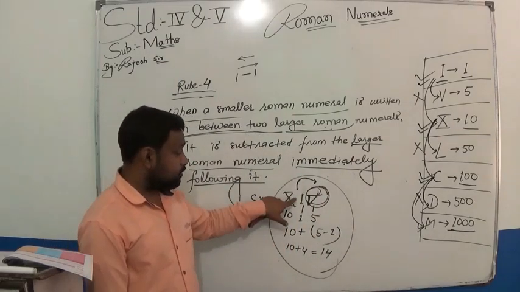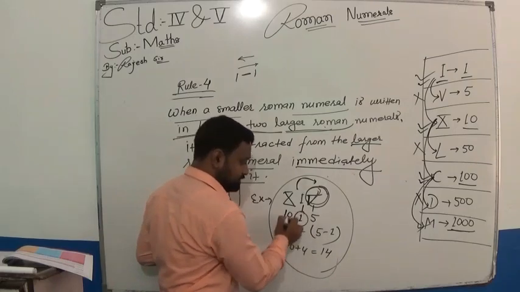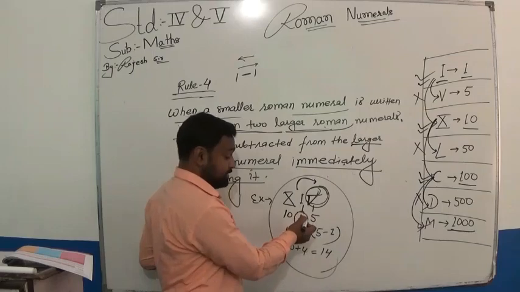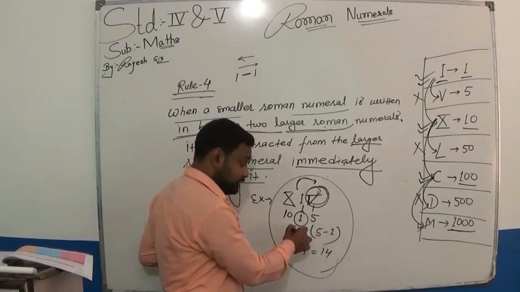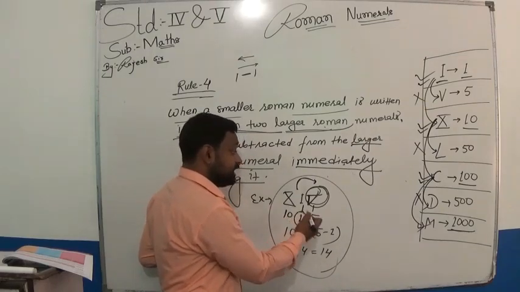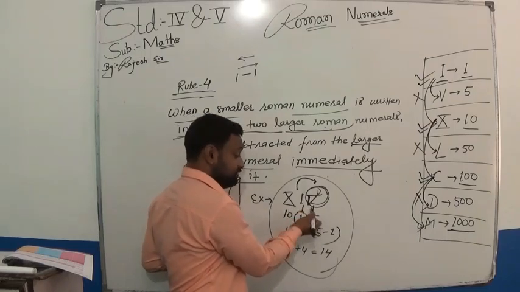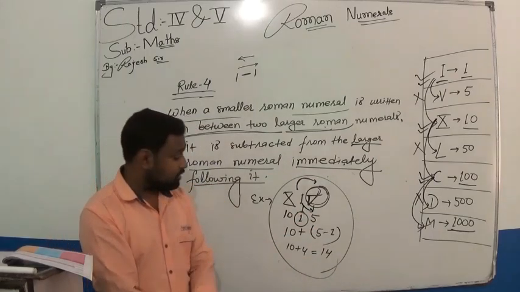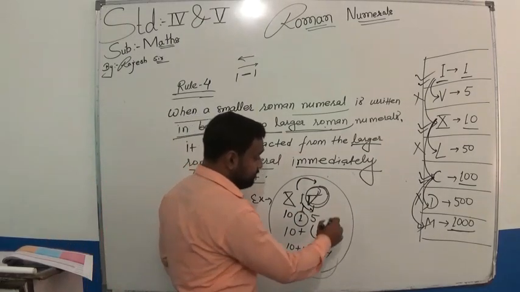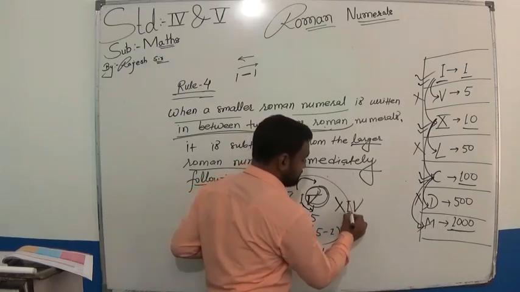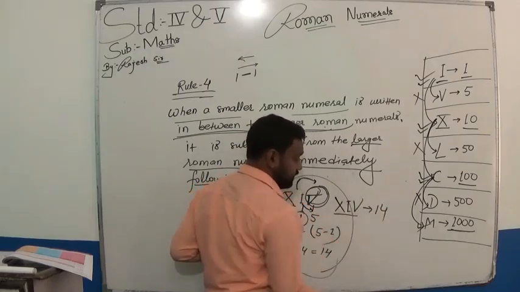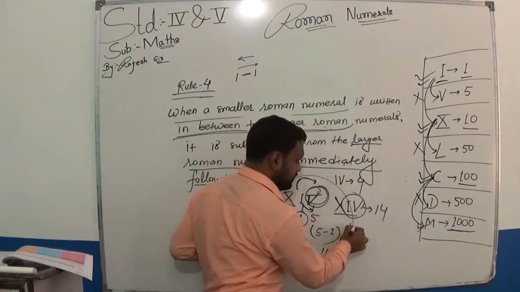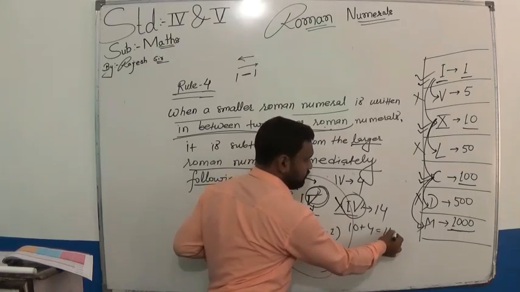Got it? This is the smaller, you can see the smaller is in between two larger Roman numerals. Then it is subtracted from the larger Roman numeral which is immediately following. The Roman numeral immediately after it, from that you have to subtract 1. In this way this becomes 14. 10 plus this equals 14, and you know very well that IV is 4. That's why 10 plus 4 equals 14.